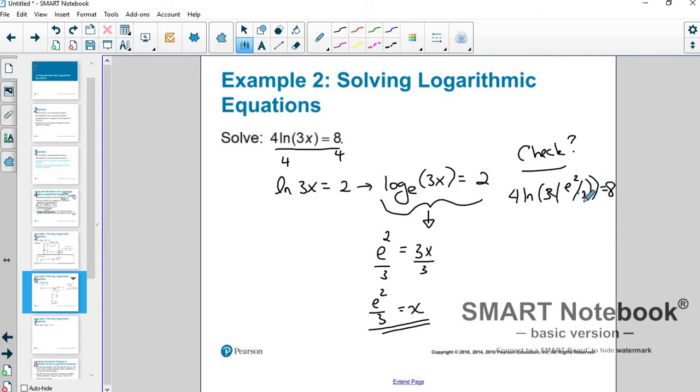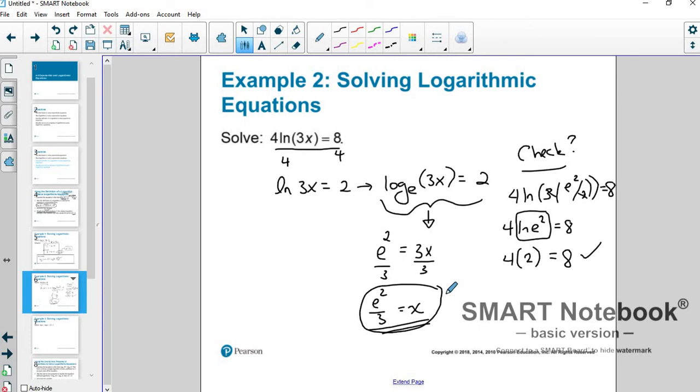The 3 divides away the 3, and you get 4 natural log of e squared equals 8. How does the natural log of e squared work? That's the inverse property. Natural log of e to a power is just the power. And you get 4 times 2 equals 8, which of course is true. Checks. And so this is a perfectly good answer.